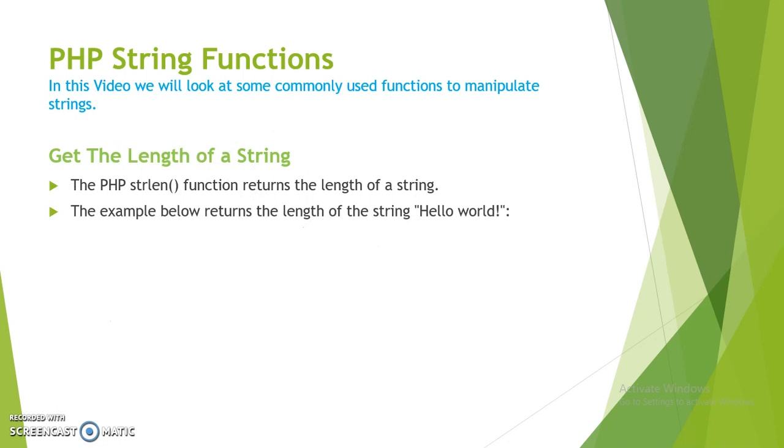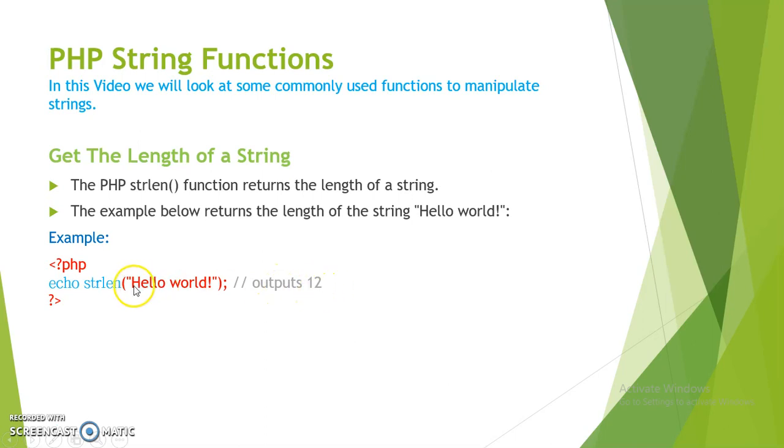Let's take a look at this example. In the example below, this will return the length of hello world. This is how you can write it, and we are echoing it out so we can see the output immediately. You can see the echo strlen. This is the function, and then in brackets, hello world. So this is our output.